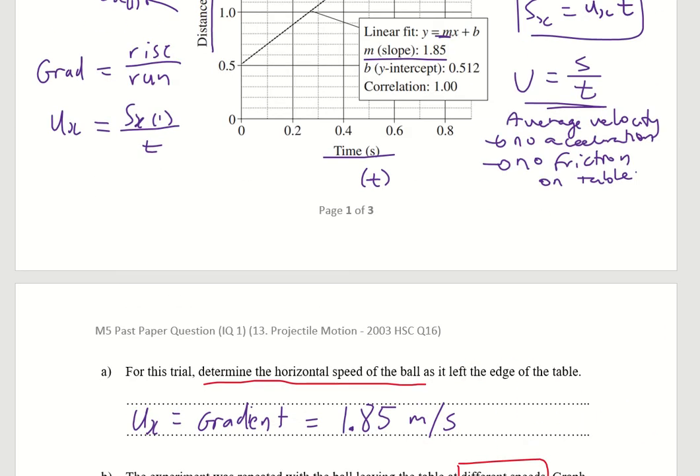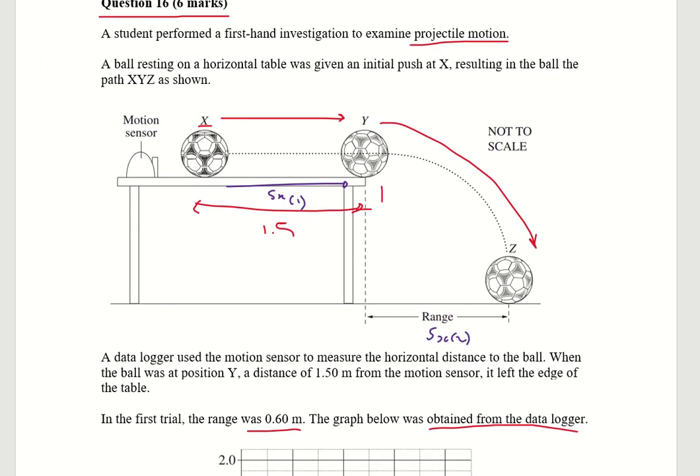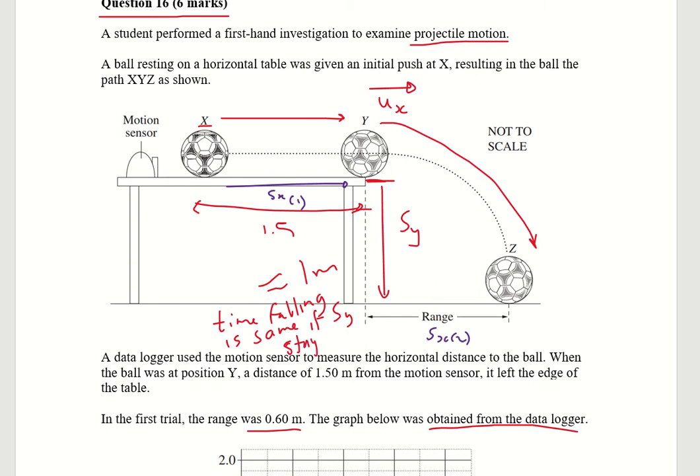Now, the assumption that I know is that time is going to be constant. Let me quickly divert before I get back to the question. The thing that affects how long it takes for the object to fall down is Sy, the vertical displacement. If I haven't changed the height of the table, let's say randomly it was 1 meter, and it is always dropping 1 meter, no matter how fast this object is going in terms of Ux, it will always fall in the same time. So time falling is the same if Sy stays the same. Okay, so that's what we know.